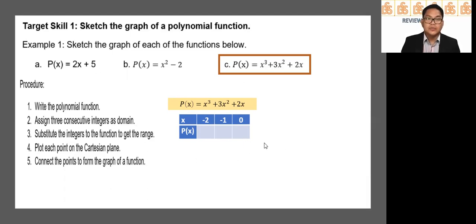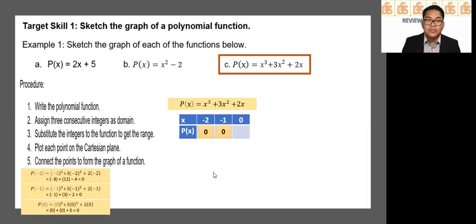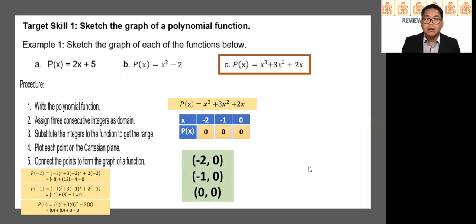And then substitute. When I substitute negative 2, okay, look at the solution. I have here 0. When I substitute negative 1 and simplify, the result is 0. And when I substitute 0, obviously 0 cubed is 0, 0 squared times 3 is 0, 2 times 0 is 0. That's why I will get also 0. Now I have 3 given points here: negative 2, 0; negative 1, 0; and 0, 0.